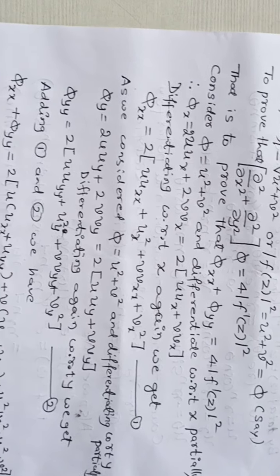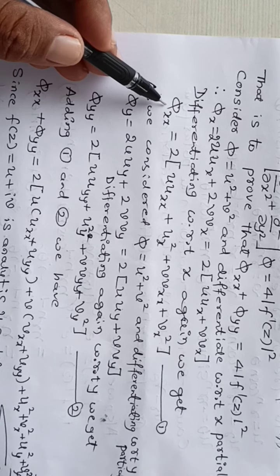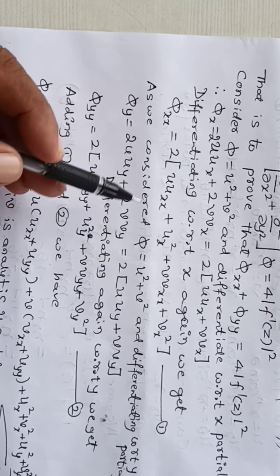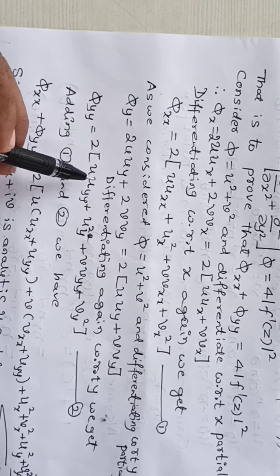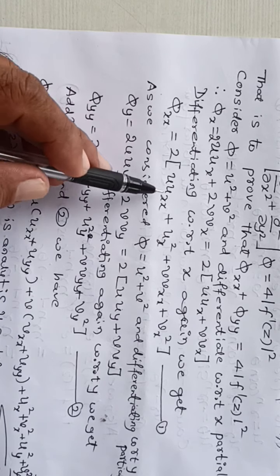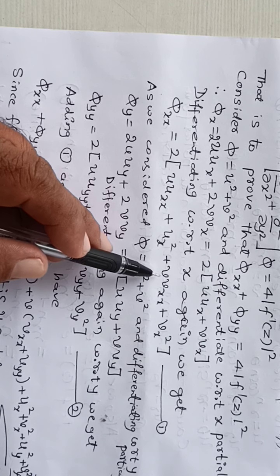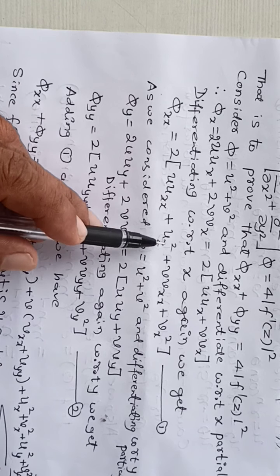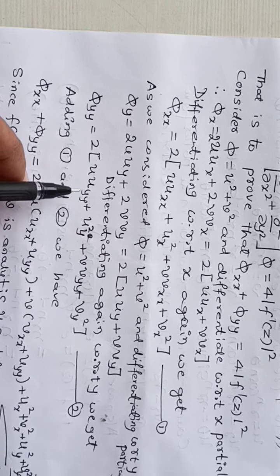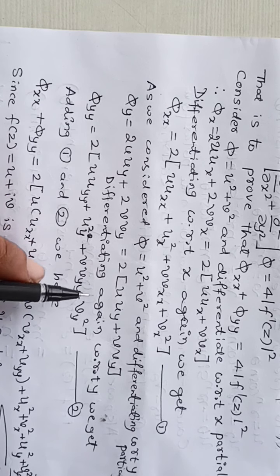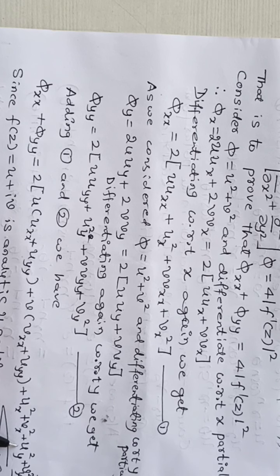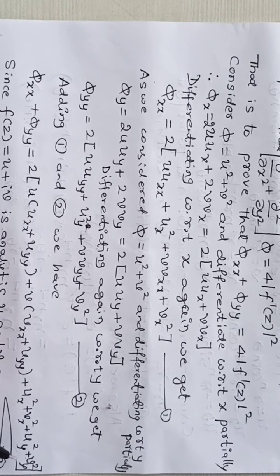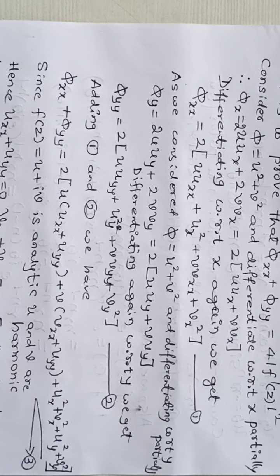Adding 1 and 2, we get φxx + φyy = 2[u(uxx + uyy) + v(vxx + vyy) + ux² + vx² + uy² + vy²]. So this is equation number 3.